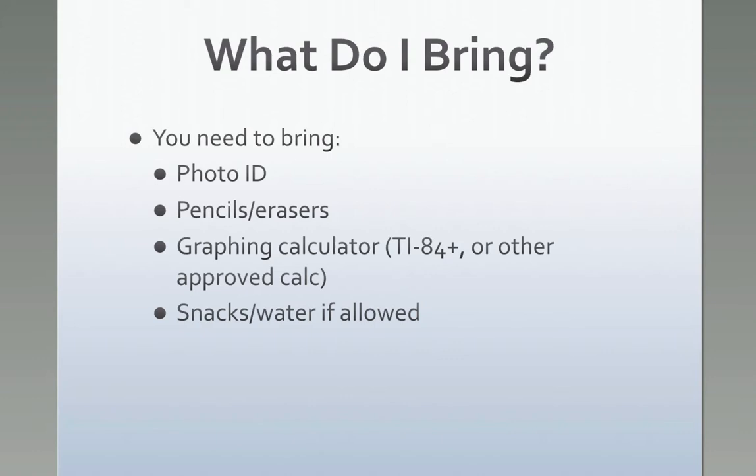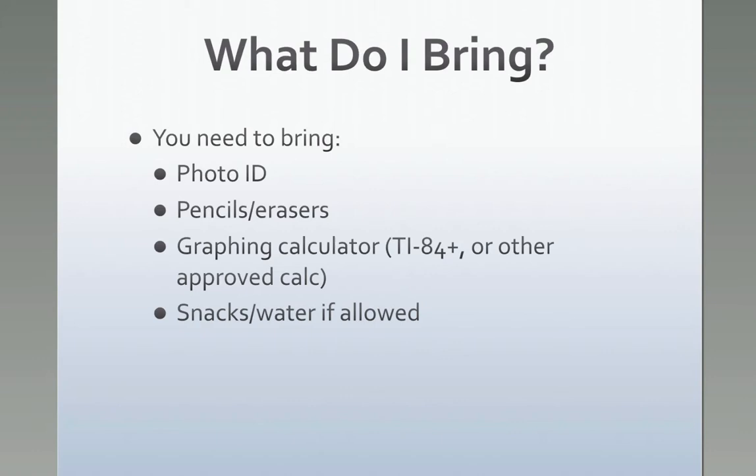When you go to the test, you typically need to bring your photo ID, your pencils and erasers, always have some extras because pencils break, and your graphing calculator. We've used the TI-84 Plus in this class. That's allowed on the exam. So are other common TI models such as the 83, the 89, or the newer Nspire. Casio graphing calculators are also allowed, as well as a few other brands.